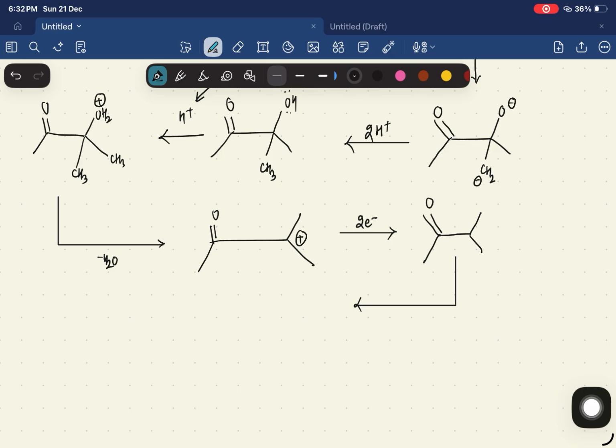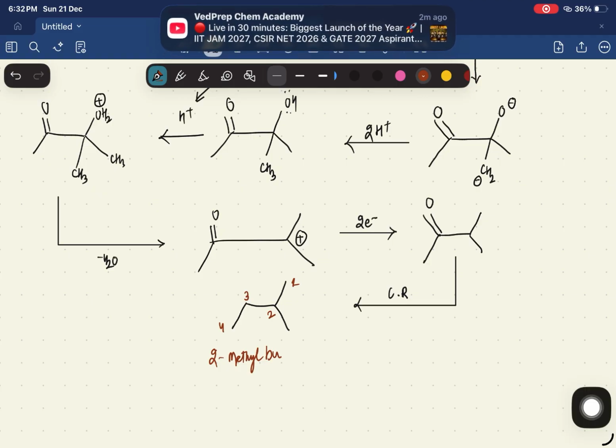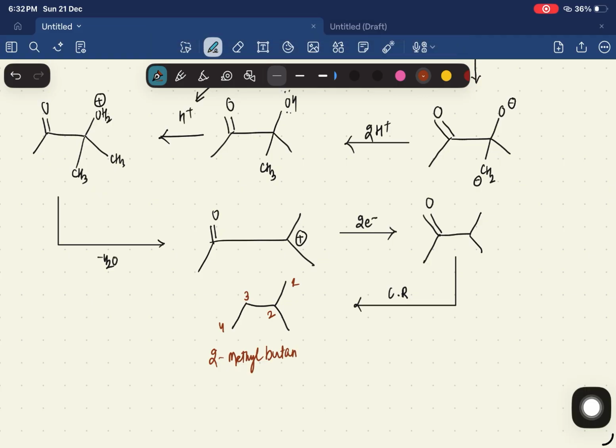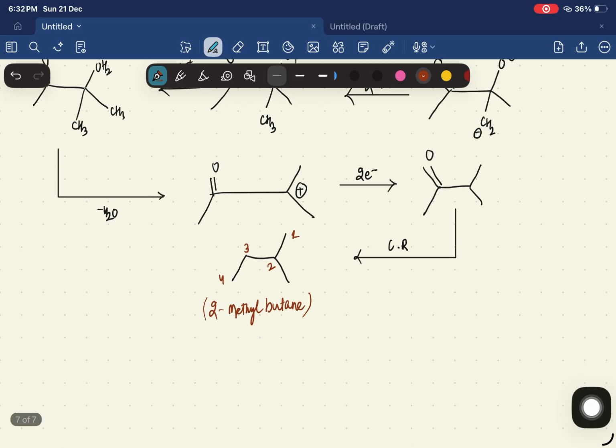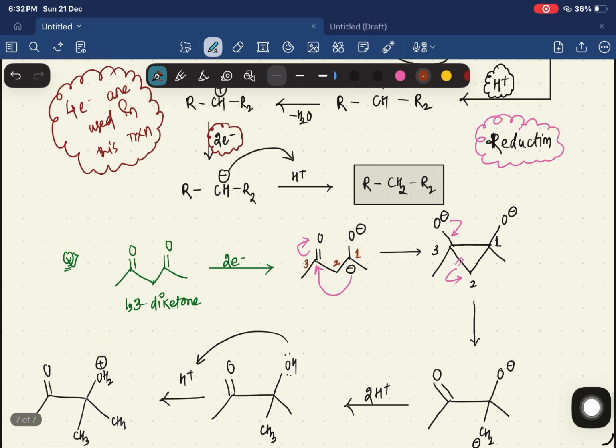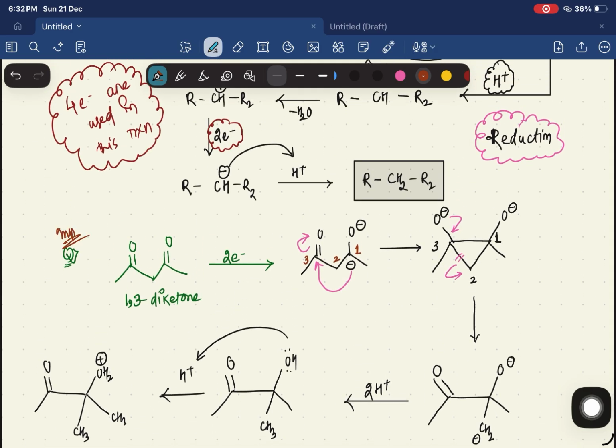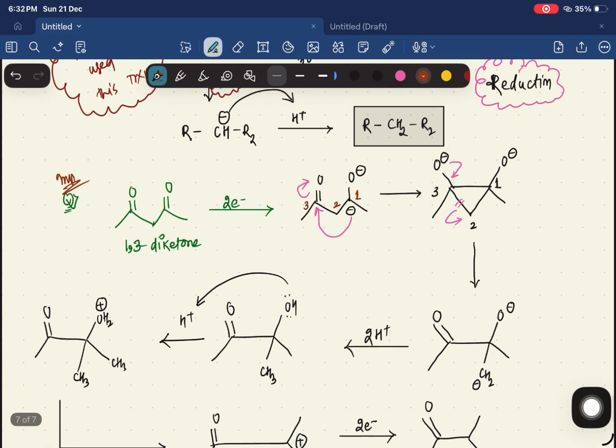At the end, obviously it's a carbonyl group, so Clemmensen reduction will occur on this particular carbonyl group. So at the end we will get the corresponding product like this. This is the final product, and the name of this compound is, obviously, 1, 2, 3, and 4. This is called 2-methyl butane. 2-methyl butane is formed. So this is the unexpected product formed from this Clemmensen reaction, and this one is very, very important.